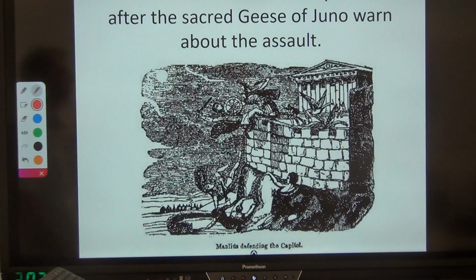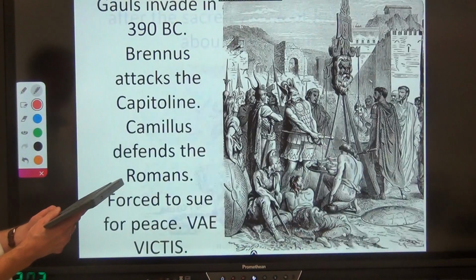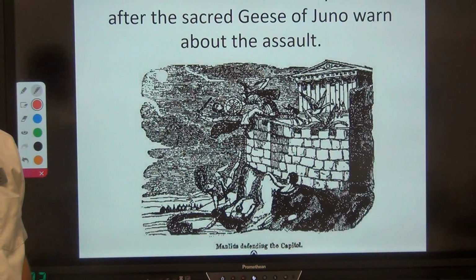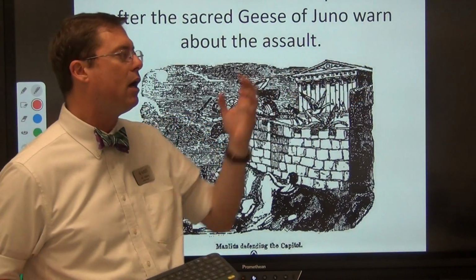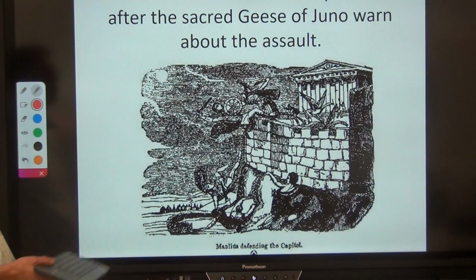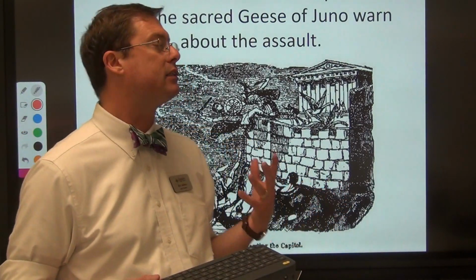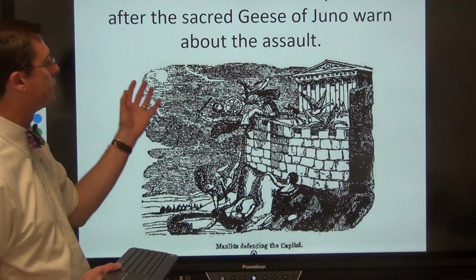It is during this time of trying to get up the Capitoline Hill that you have another hero besides Camillus, that of Marcus Manlius. He defended the Capitoline, but he was only alerted that the Gauls were attacking that citadel, the high point, the defense point of the city, due to the sacred geese of Juno squawking. I don't know if you've ever dealt with geese, but they can be rather intimidating. And so the sacred geese of Juno alert Marcus Manlius and he defends the Capitoline.